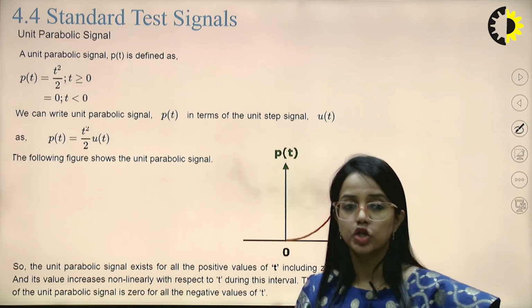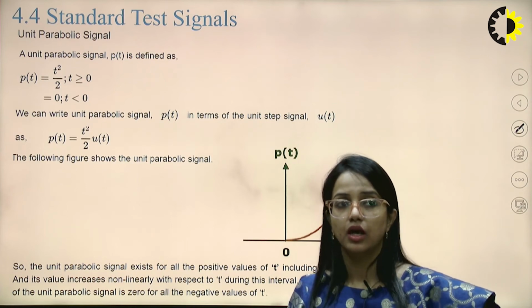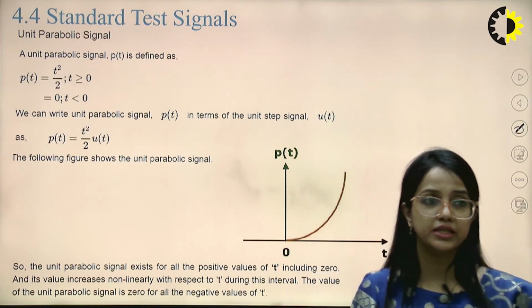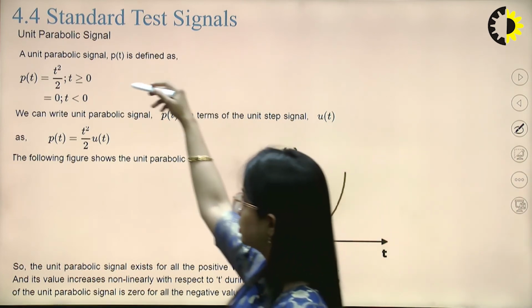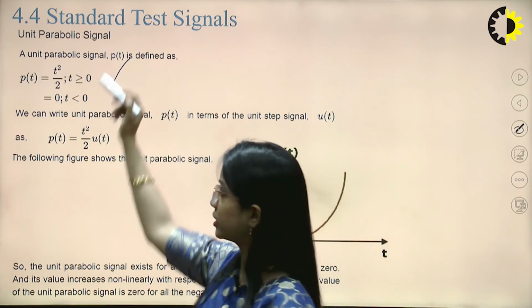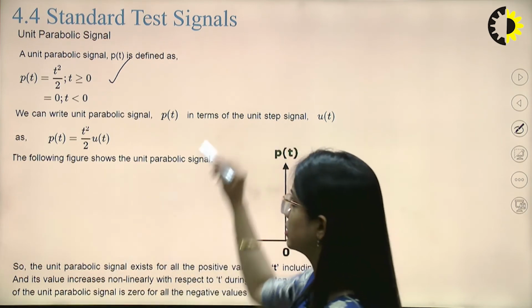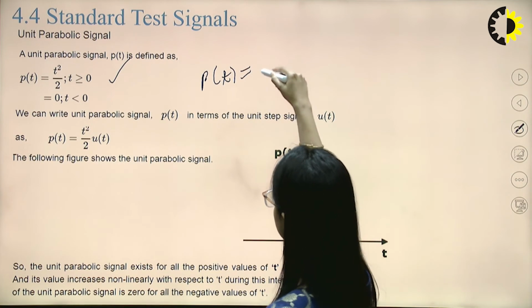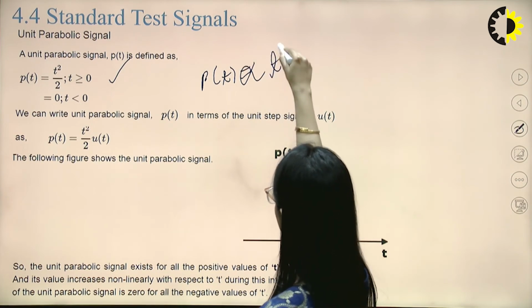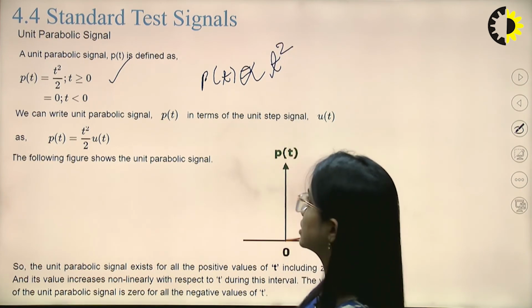Here, the unit parabolic signal. A unit parabolic signal p(t) is defined as p(t) equals t square by 2. Let's consider that it is generally proportional to second order. So it is t square.